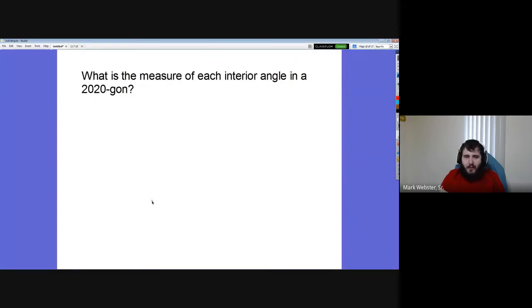Give this one a try. I want to know what the measure of each interior angle in a 2020-gon is.